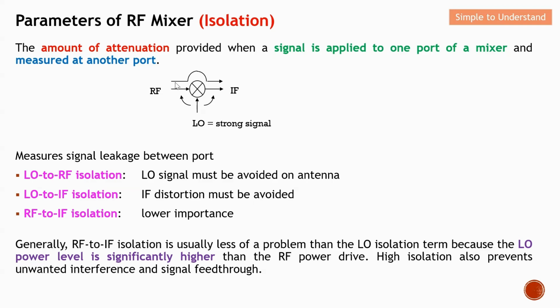For example, in this case you can imagine that the LO signal is many times stronger than the RF signal in terms of signal strength. So because of this, RF to IF isolation has a lower importance as compared to the signal applied at the LO, which leaks to the RF and also to the IF. So high isolation also prevents unwanted interference and signal feedthrough. So this is the second parameter, isolation.